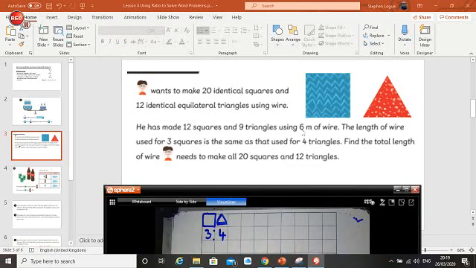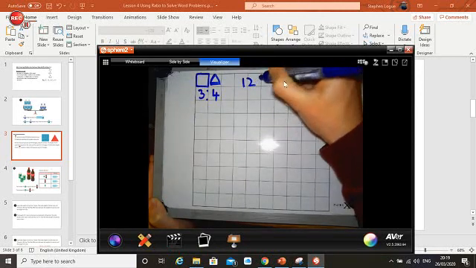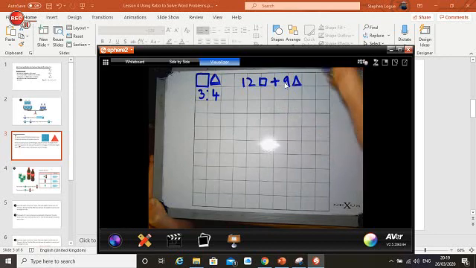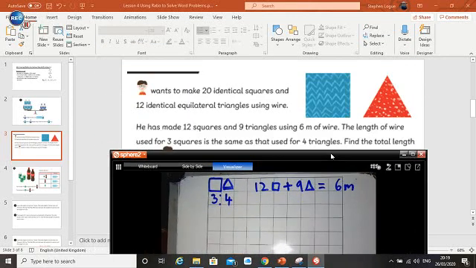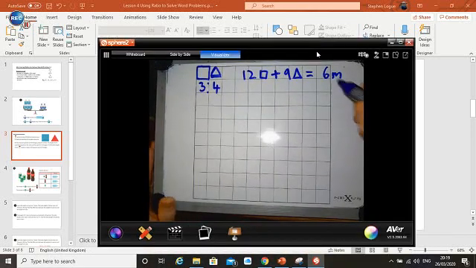Let's do the step that we did before, increasing these by multiples of each side of the ratio. 3 add another 3 is 6. 4 add another 4 is 8. 6 add another 3 is 9. 8 add another 4 is 12. 9 add another 3 is 12. 12 add another 4 is 16.